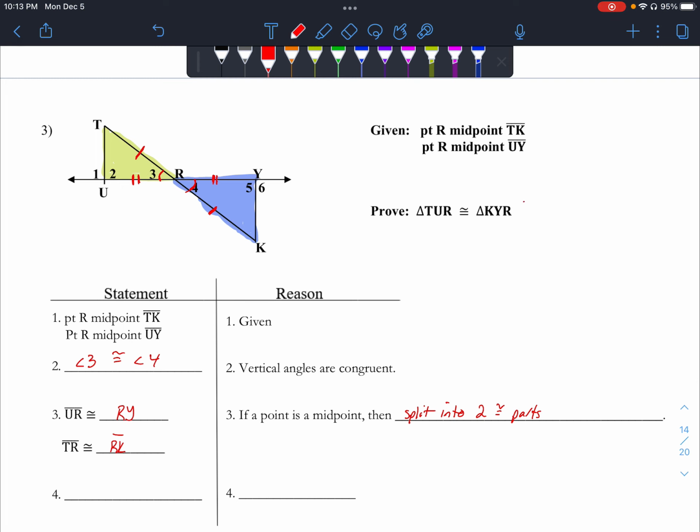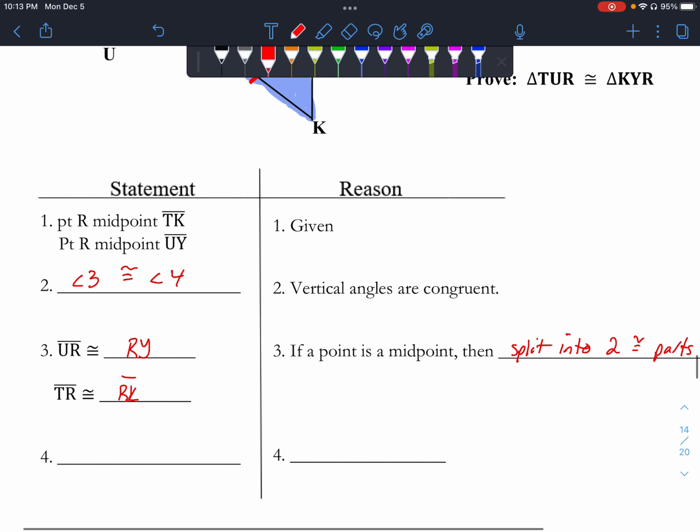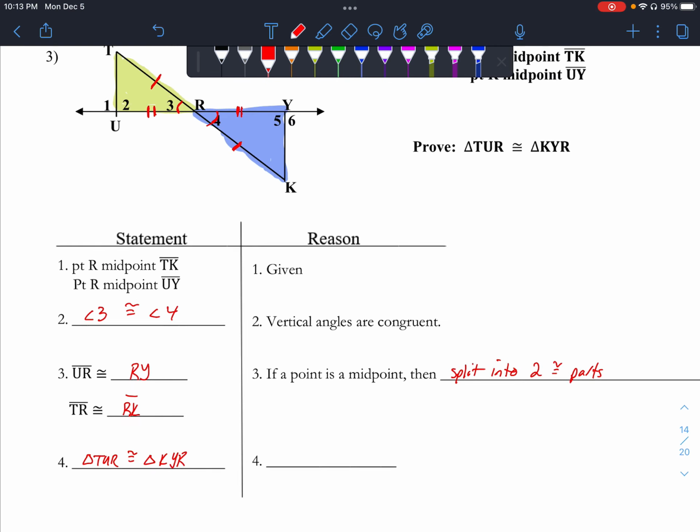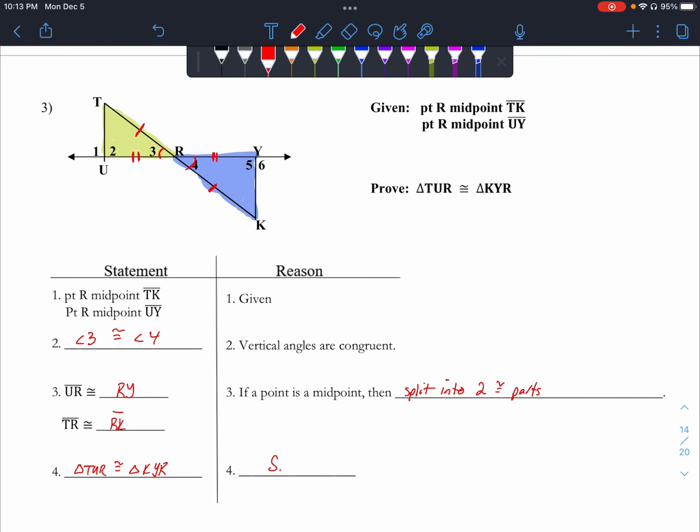After all of that, I know that these two triangles are going to be the final statement that we have for the prove, or for the statement: triangle TUR is congruent to triangle KYR. And the reasoning, as we mentioned earlier, was I have one side, one angle, an included angle, and one other side congruent for both of these triangles.